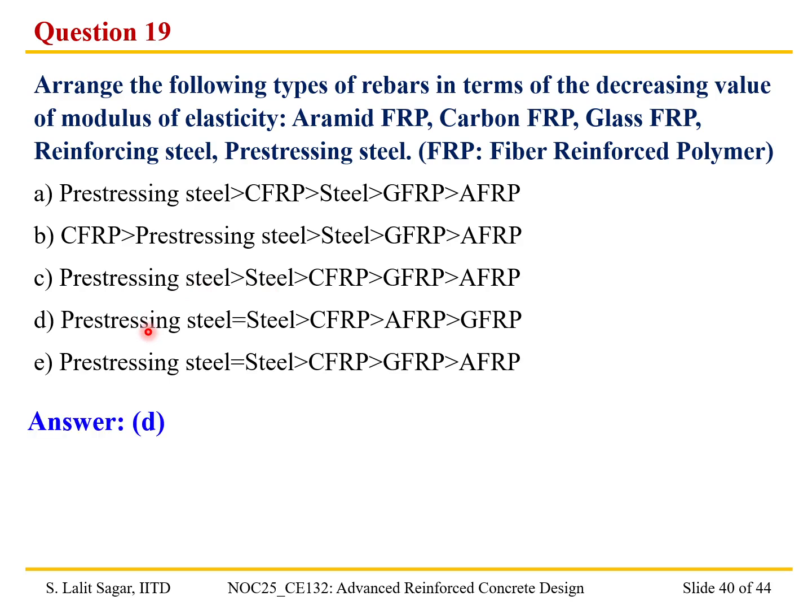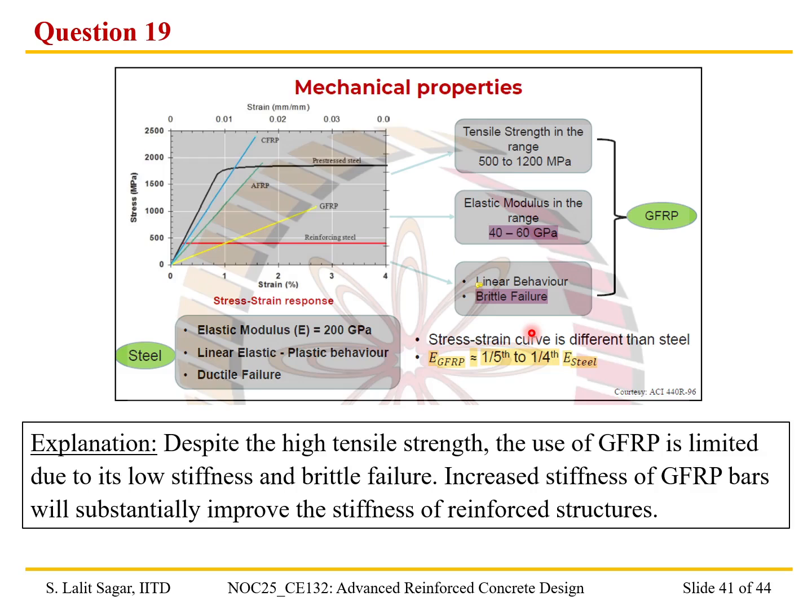So the correct answer is option D. The modulus of elasticity of the prestressing steel and the reinforcing steel both are the same, that is 200 GPa, which is followed by the carbon FRP rebars, which is followed by the aramid FRP bars, followed by the glass FRP bars. Okay. So here we can see the representation.